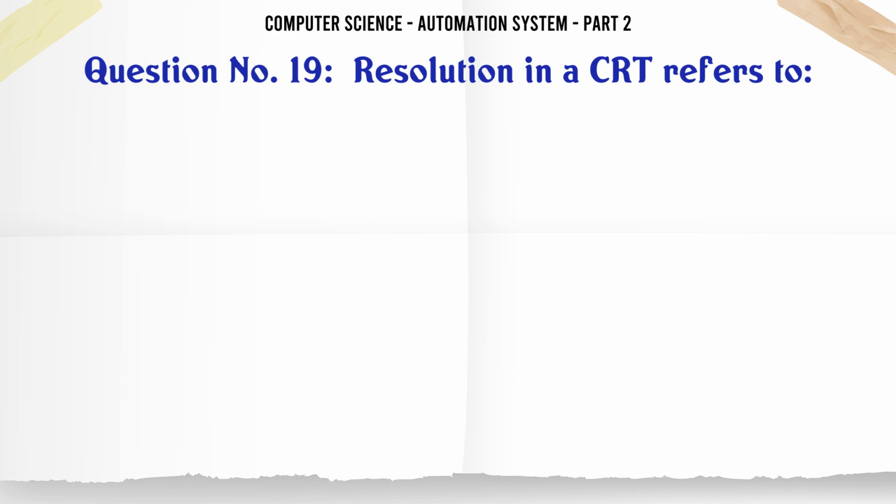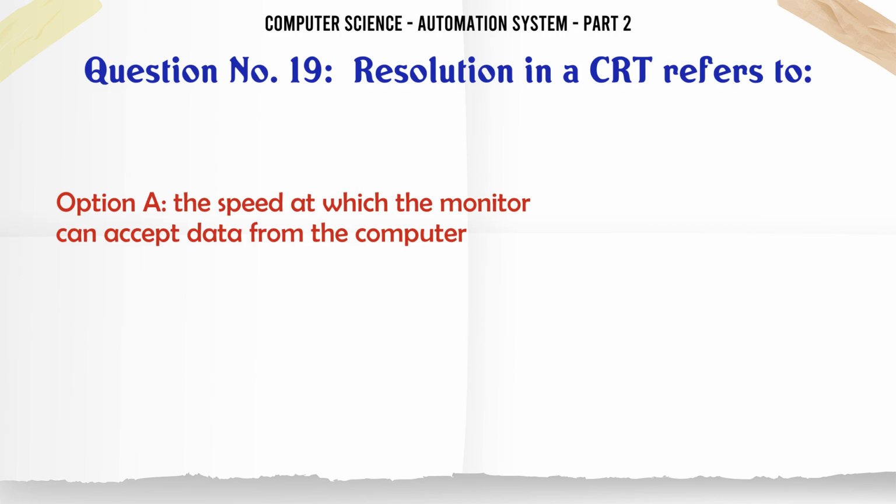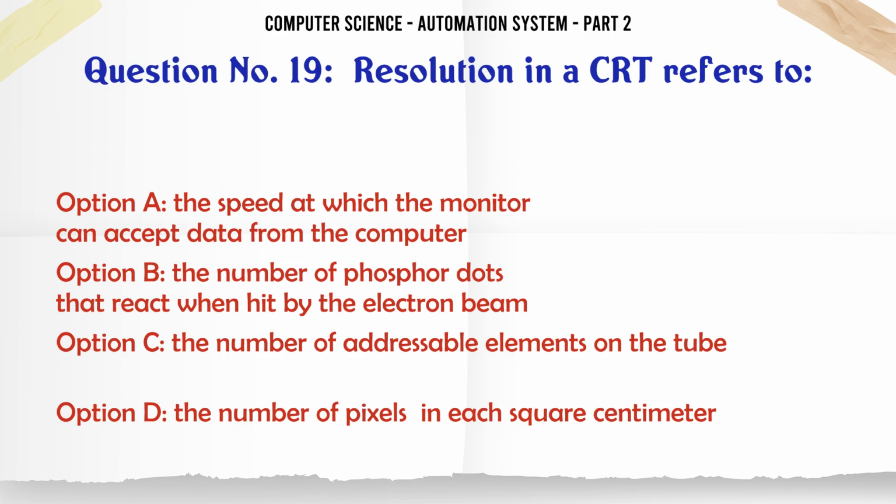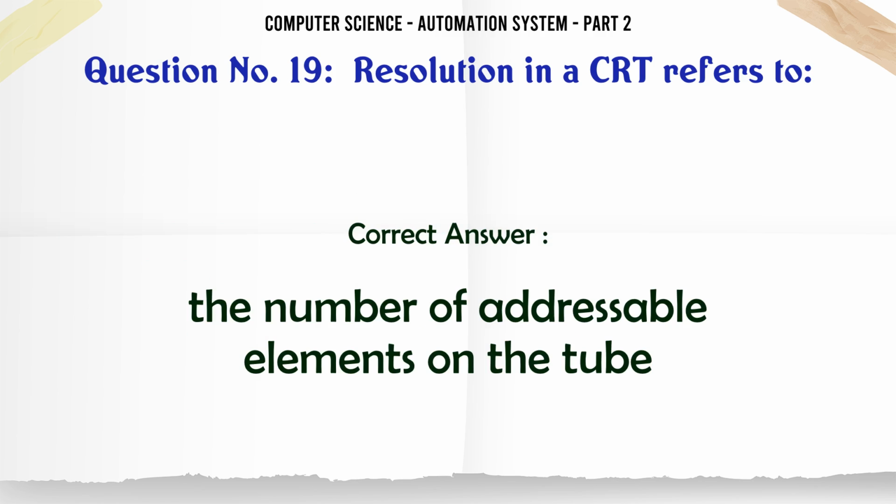Resolution in a CRT refers to A. The speed at which the monitor can accept data from the computer. B. The number of phosphor dots that react when hit by the electron beam. C. The number of addressable elements on the tube. D. The number of pixels in each square centimeter. The correct answer is the number of addressable elements on the tube.